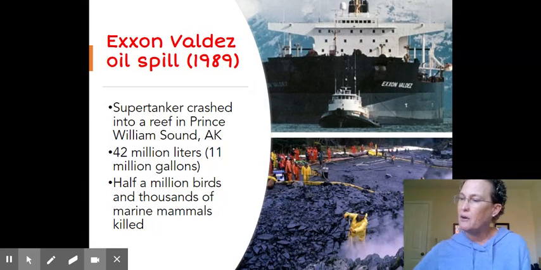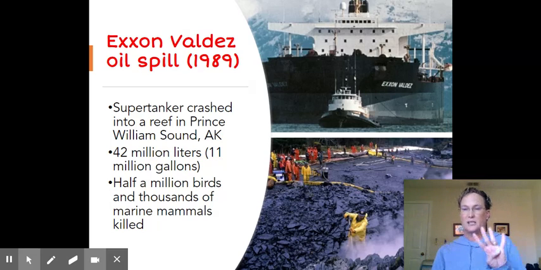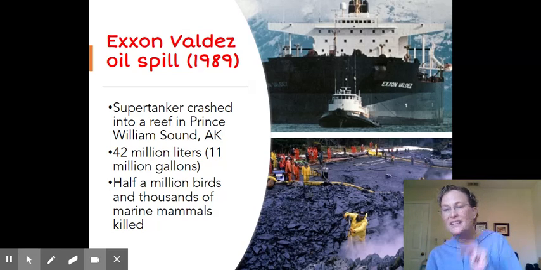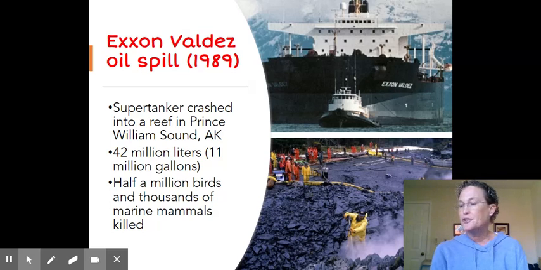And now we're going to talk about a few case studies. So we have three case studies. And the first one is the Exxon Valdez oil spill. So this happened in 1989. A supertanker crashed into a reef in Prince William Sound, Alaska. So the name of the ship is the Exxon Valdez, and 42 million liters, that's 11 million gallons, leaked into the water, and 500,000 birds and thousands of marine mammals were killed. This was a really big deal.